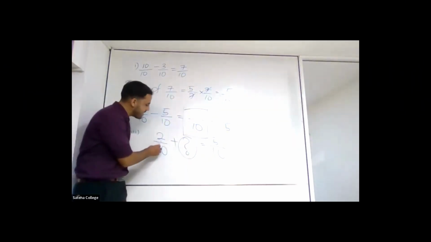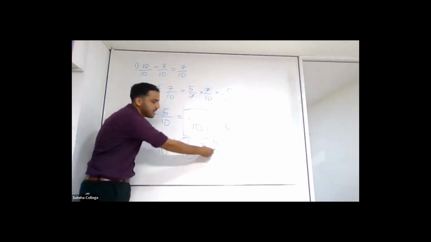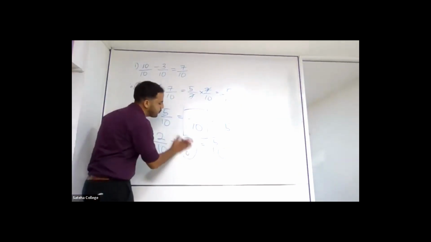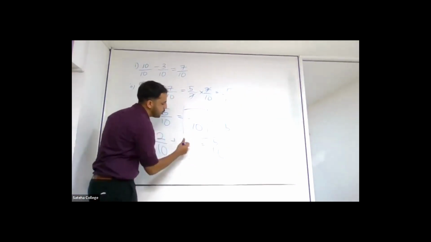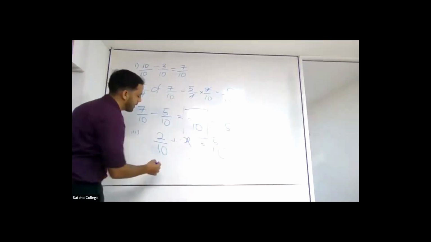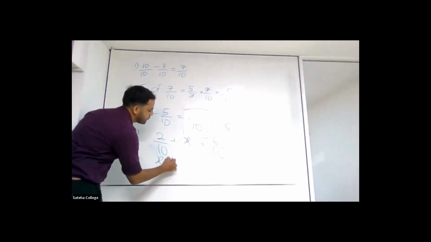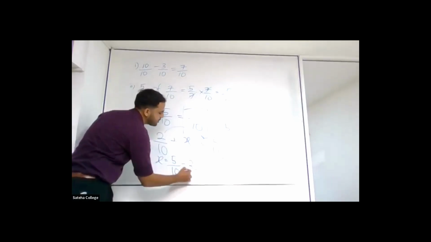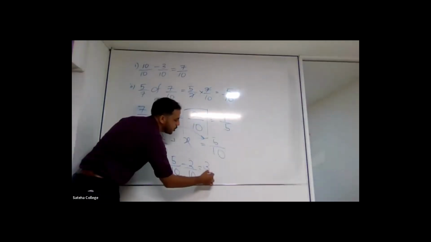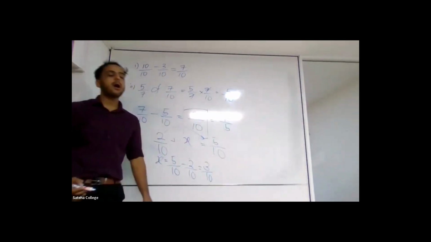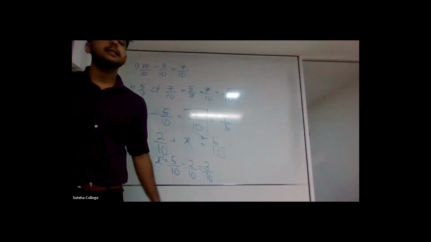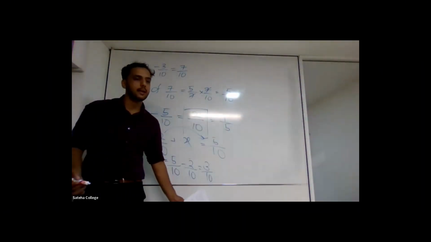So clearly you can see 2 plus what will give you 5? If you put this as x as unknown, you can write x is equal to 5 over 10 minus 2 over 10, that is 3 over 10. So the amount of soft drinks put inside the container is 3 over 10.